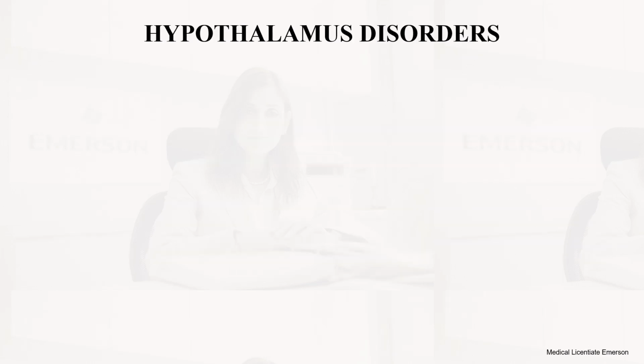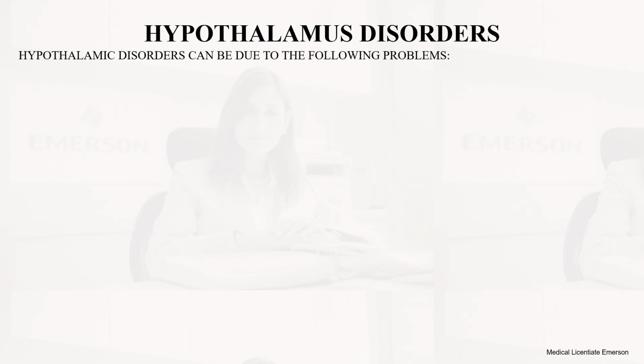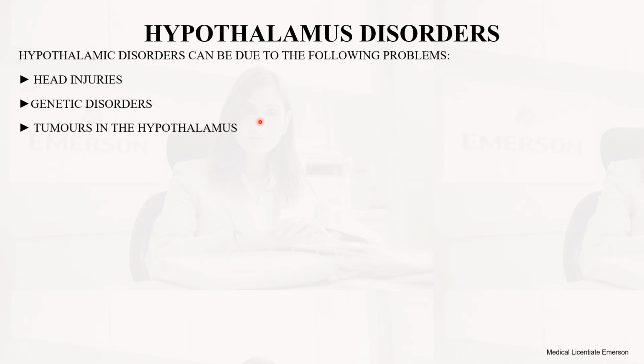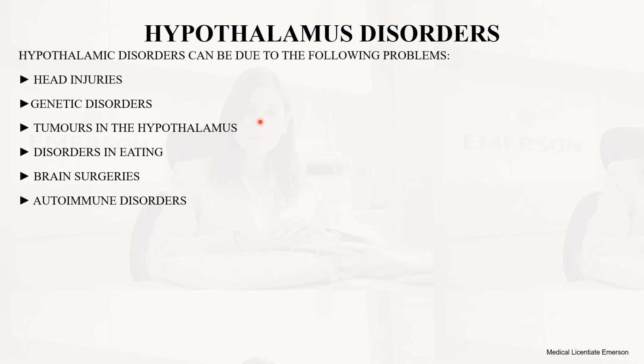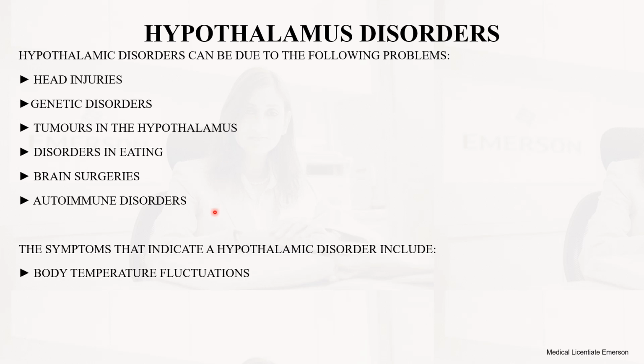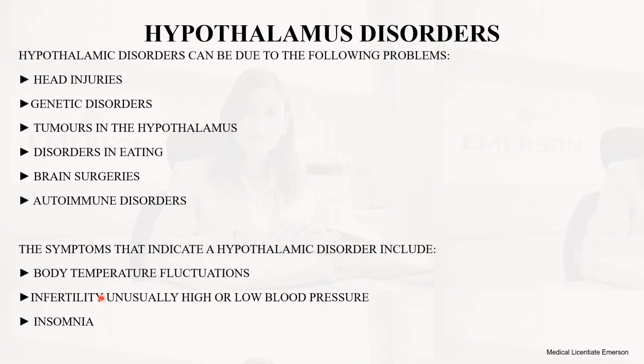let's continue. So what are some of the hypothalamus disorders? Hypothalamic disorders can be due to the following problems. Number one, you can have head injury, genetic disorders, tumors in the hypothalamus. You have disorders in eating, brain surgery, autoimmune diseases. And the symptoms that indicate a hypothalamic disorder may include body temperature fluctuations, infertility, and unusually high or low blood pressure. So apart from infertility, then unusually high or low blood pressure. And the other symptom is insomnia.